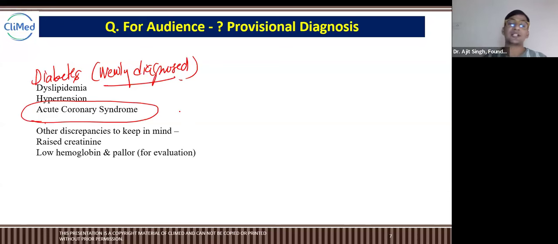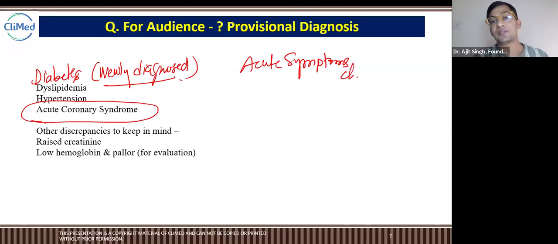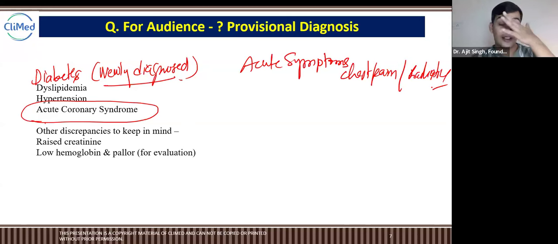Who will tell me what parameters we need for acute coronary syndrome, in this patient especially? BNP? No. Okay, let me tell you. First thing is acute symptoms. Chest pain plus sweating plus radiating pain to the left back. Acute chest pain. Acute coronary syndrome, I'm telling you, acute symptoms.